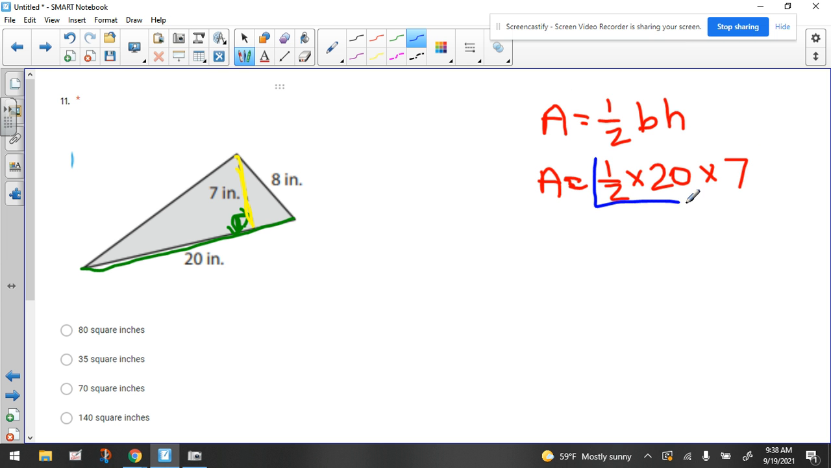We'll take half of 20. We can do that in our heads. That should be mental math. Half of 20 is 10. And then we'll finish up by multiplying that by 7.